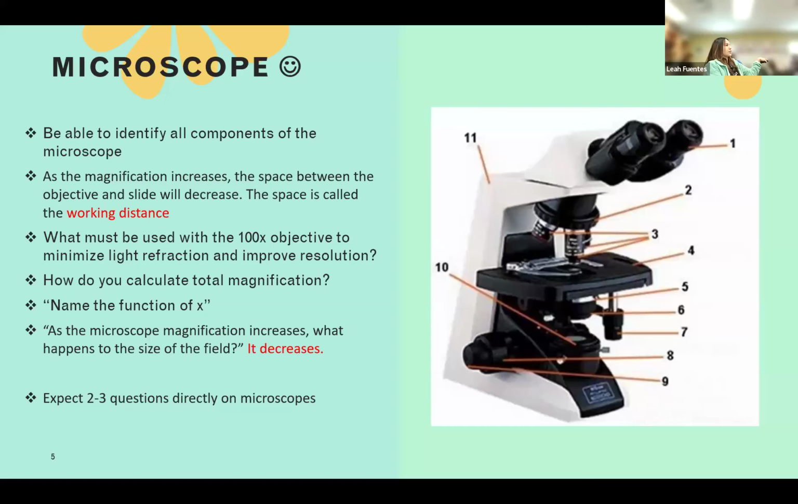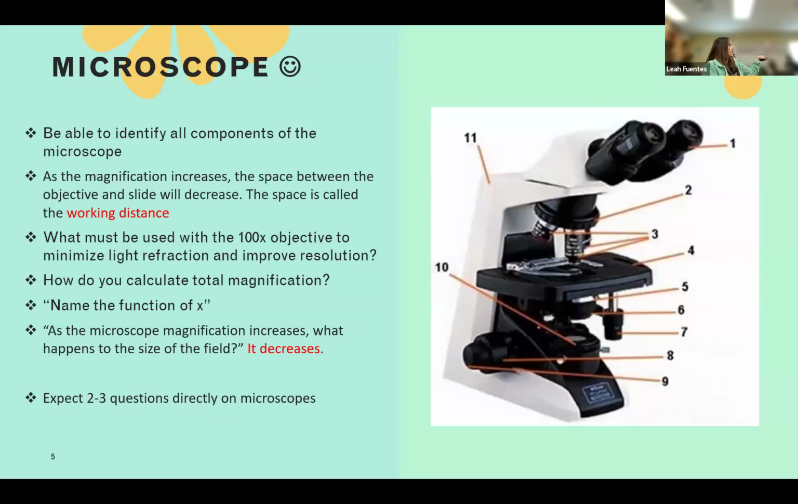Not the fine knob. So we use this up here, the ocular lens and the objective lens. What is the magic number when calculating total magnification? 10. So it's always going to be the objective lens times 10. So your answer should either be 40, 100, 400, or 1,000. If you're putting like 4,000 or 10,000, that's not the correct answer for the microscopes that we have in the lab.